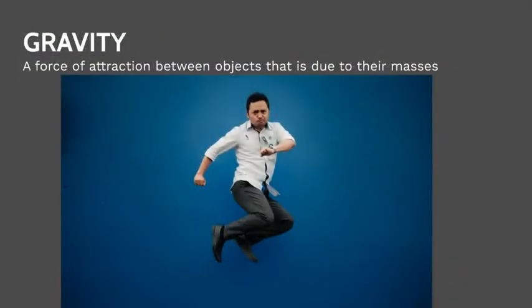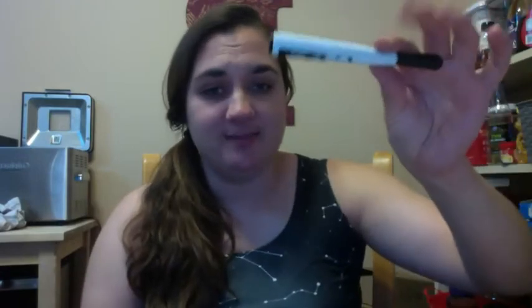Gravity is the force of attraction between objects due to their masses. Basically, it's a smaller object being pulled on a bigger object. And we usually use this to mean the force pulling something down. So when I drop this marker, we all know that it's going to fall, right? Because gravity is pulling it down.